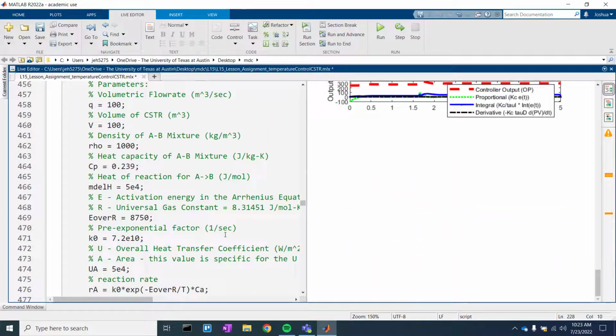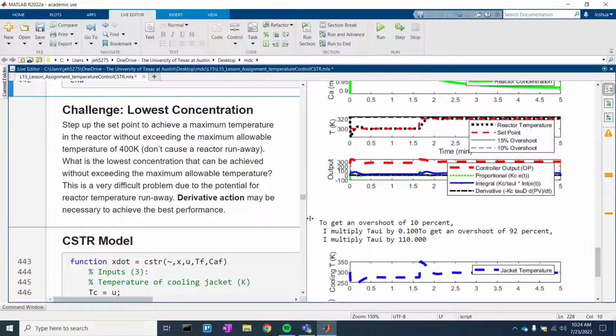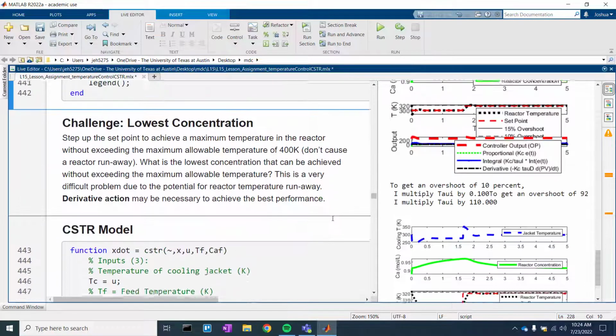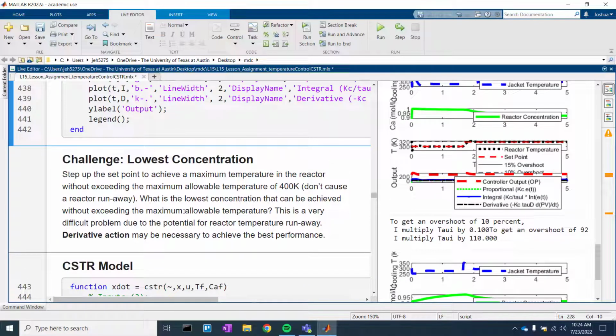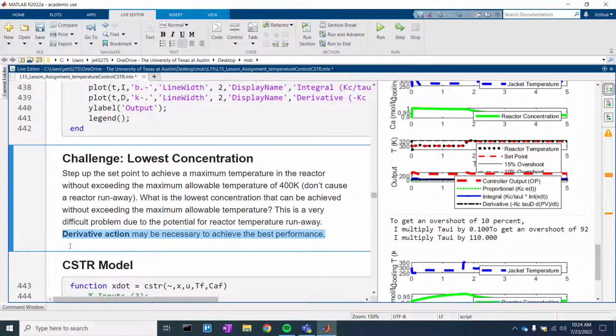The last portion would be fitting it so that the reactor has a maximum allowable temperature of 400 degrees Kelvin, tuning our controller so that we never go above 400 degrees Kelvin because we don't want a runaway reaction, but how we can get just close to there without exceeding that maximum allowable temperature and the dangerous runaway. So now you may implement derivative control as well. I'll let you implement that.